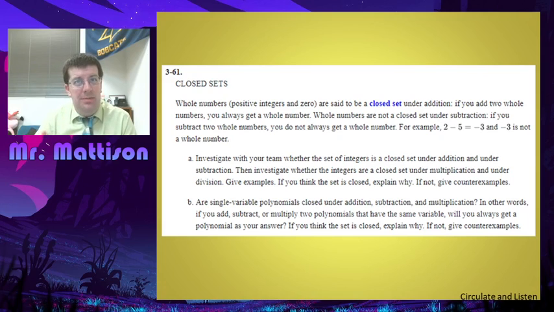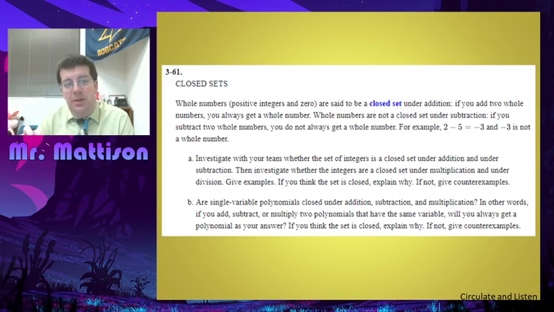If I multiply them, just like we kind of saw earlier when we did the binomial times a binomial, I'll get a higher degree polynomial. So I went from linear times linear to being a quadratic, but a quadratic is still a polynomial, so it's going to stay closed there. And again, the problem is division, right?